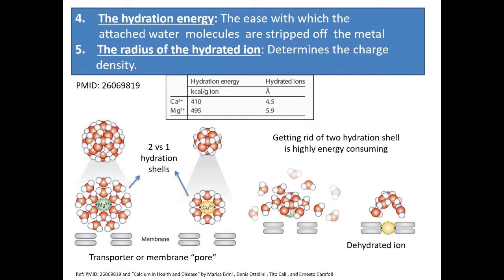Therefore, calcium is more favored because it sheds its single hydration shell and its dehydrated ion easily fits the ion channel. Magnesium, on the other hand, has to get rid of 2 layers of water, which is highly energy consuming and thus less favored compared to calcium.